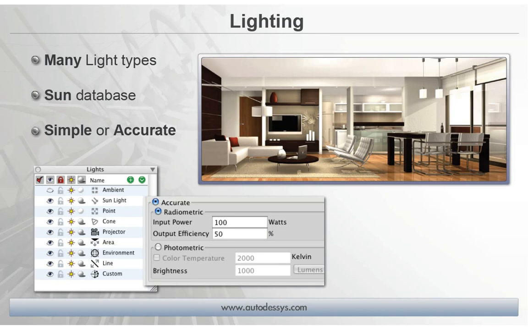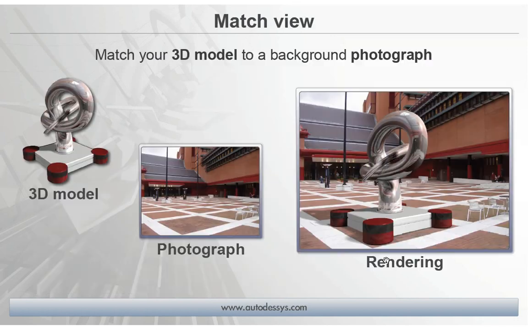Lighting is important. Of course, there's many different light types that come with Bonsai. There's even a sun database. Choose any city, any part of the world, and it automatically positions that sunlight for you. Now, there's simple and accurate parameters. Simple is just a simple percentage value of how bright the light is. It's a real quick, easy way to light your scene. But if you need accuracy, well, of course, we have that option too. You can go in and assign input power, output efficiency, and things like that. So you can get as accurate as you need with those light sources.